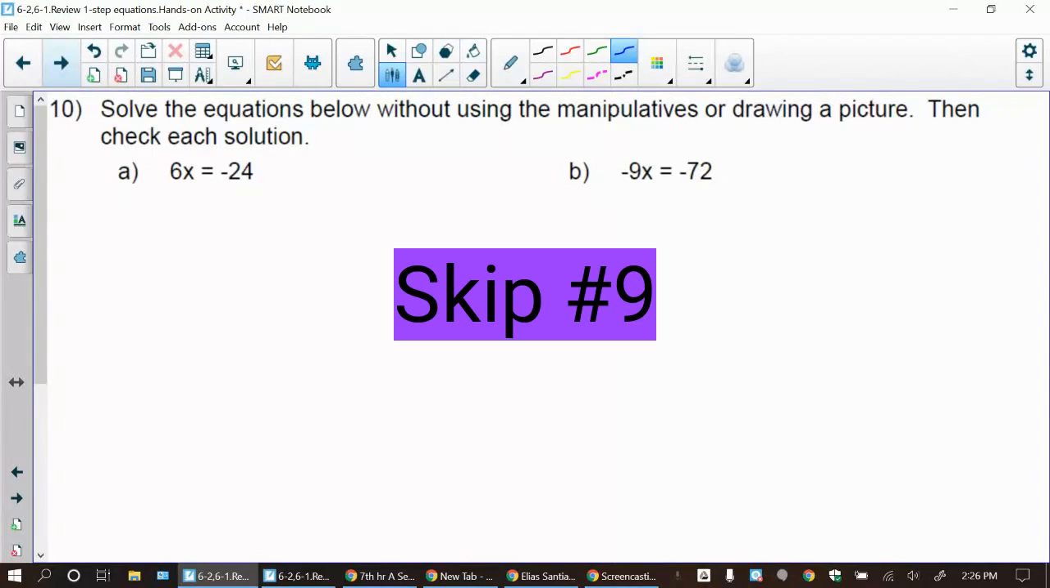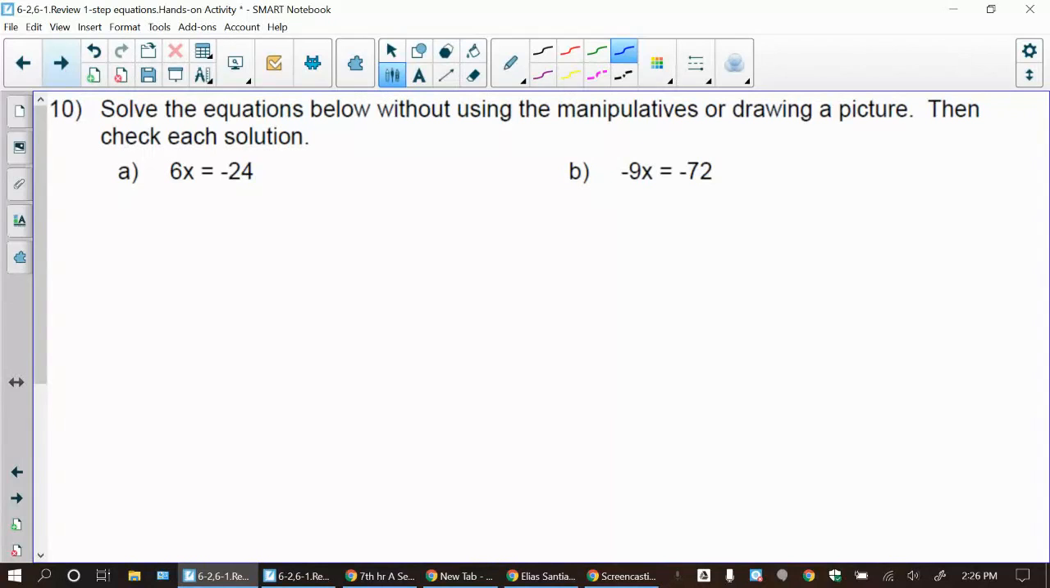All right, number 10, solve each equation but without using manipulatives. Remember our lovely integer man. Help you remember the rules. But remember still why it is. Okay? If I have 6 people that owe me money, how much does each person need to give me?